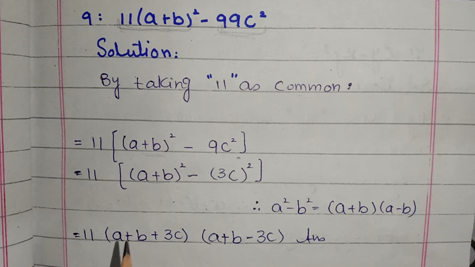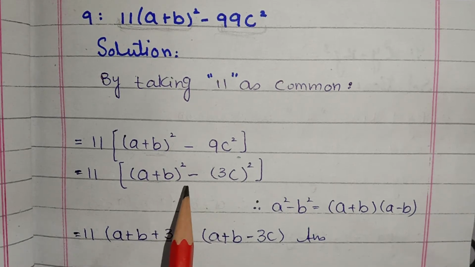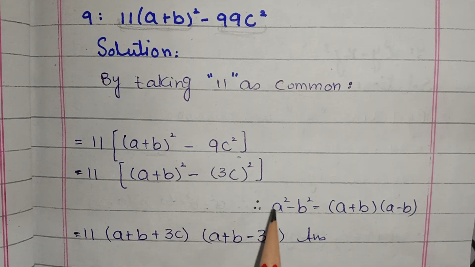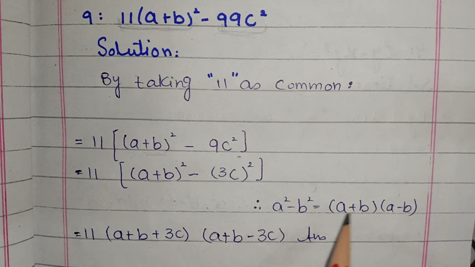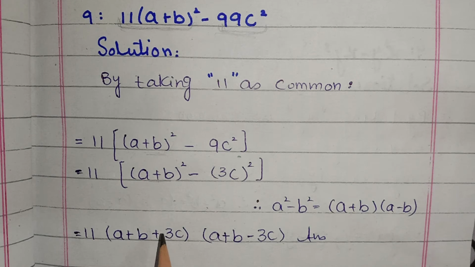We have two terms with square on them and minus in between them, so we will use our formula a square minus b square is equal to a plus b into a minus b. So we will write 11 into a plus b plus 3c into a plus b minus 3c. So this is our answer.